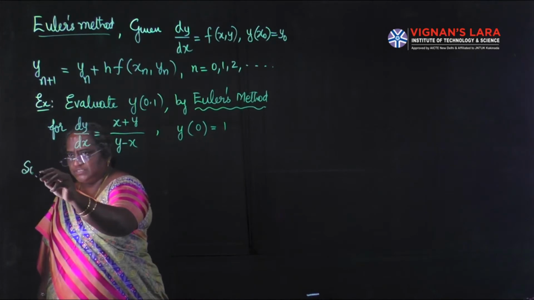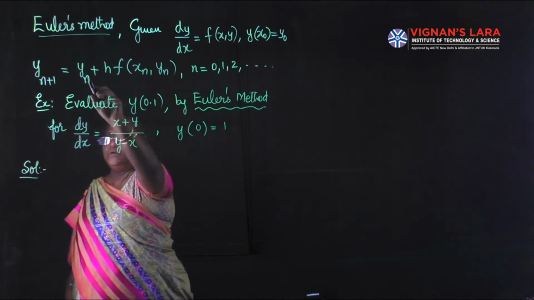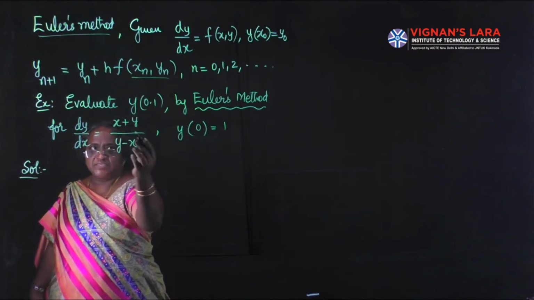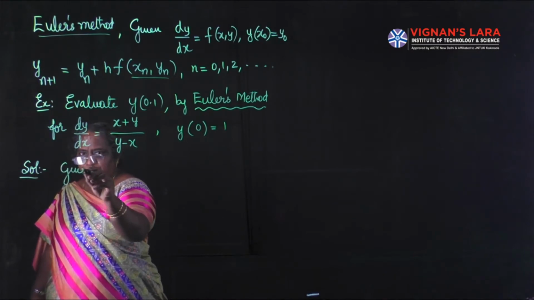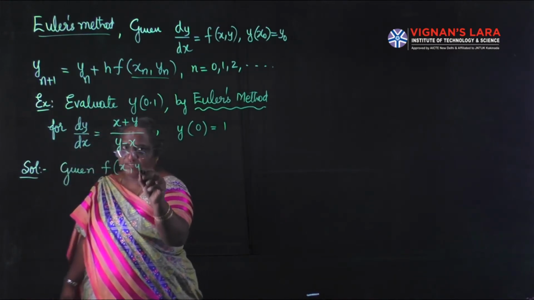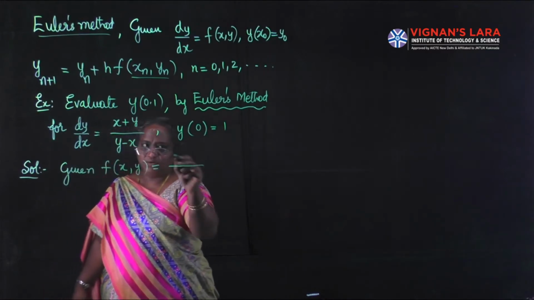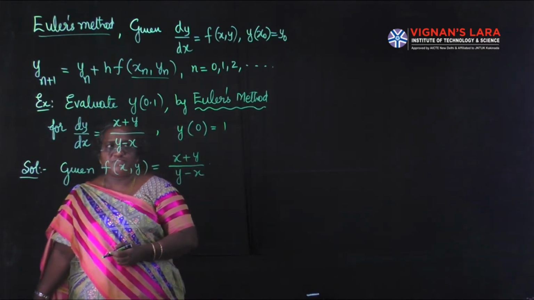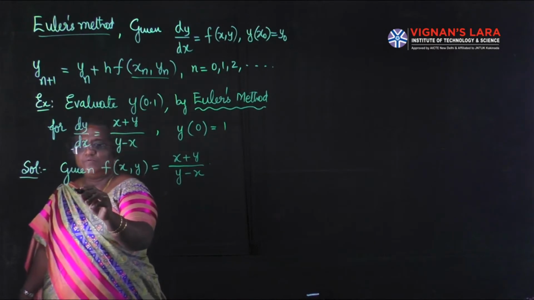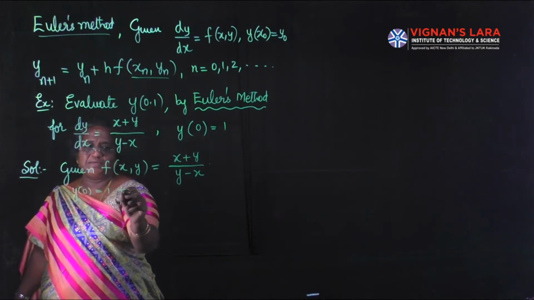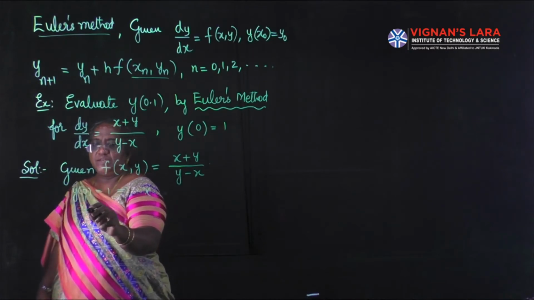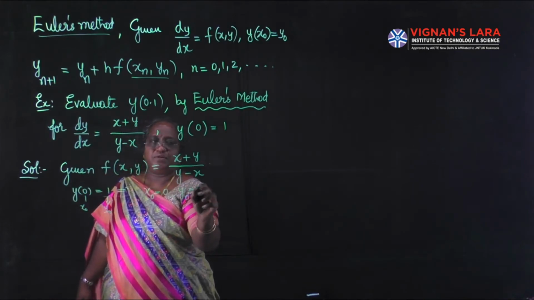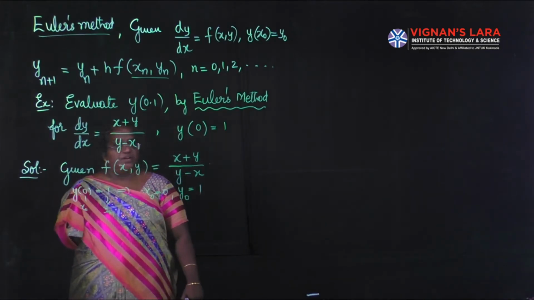So now what is given? See the problem, the formula of Euler's method. Here we need f of x comma y. So what is our f of x comma y? dy by dx is our f of x comma y, which is the function x plus y by y minus x. What is y of 0 is equal to 1? It implies x naught is equal to 0 and y naught is equal to 1. Immediately you write here x naught and y naught.